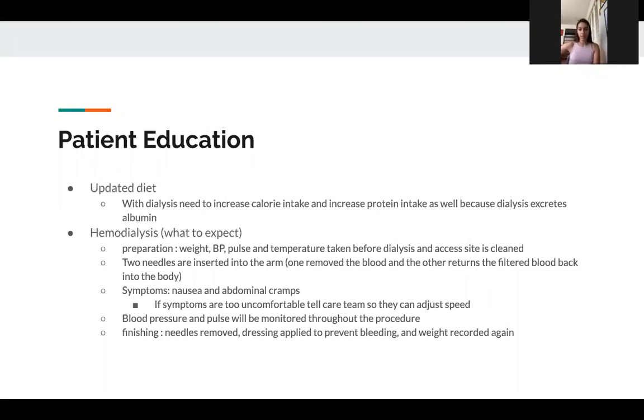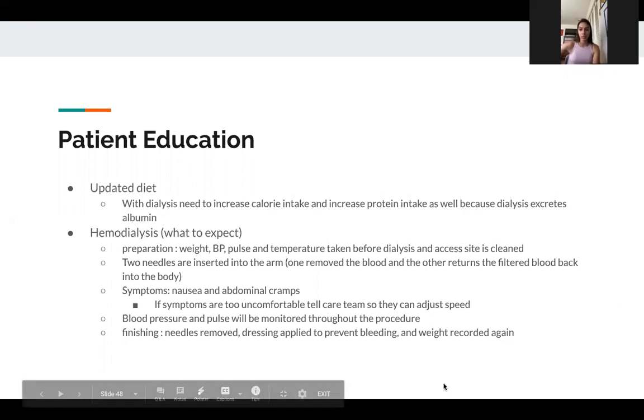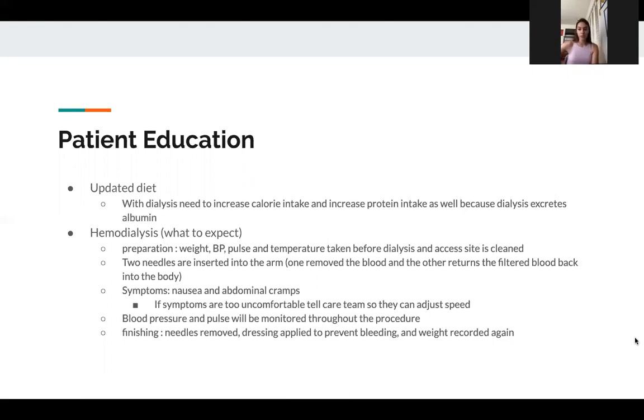And then some symptoms that he might experience during hemodialysis would include nausea and abdominal cramps. If the symptoms are too uncomfortable, he can talk to his care team so they can adjust the speed of it. Blood pressure and pulse would also be monitored throughout the whole procedure. And finishing, the needles are removed, the dressing is applied to prevent bleeding, and then another weight is recorded. And again, we'd want to mention that he might feel a little tired, so if he was planning on going back to work, he might need to take a couple hours to rest.